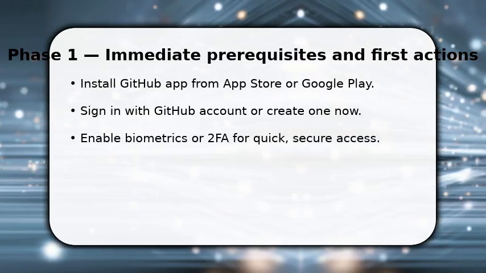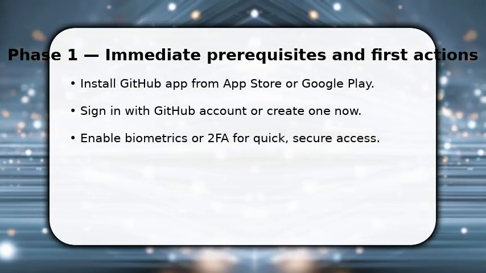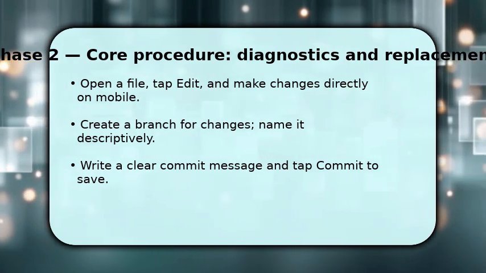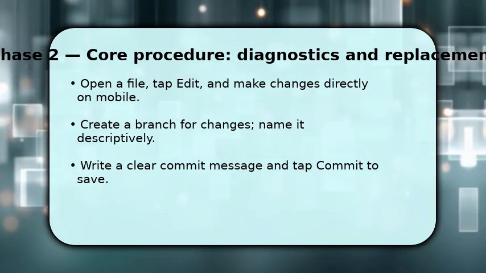After signing in, tap Repositories to see your list and pick a repo to start working on right away. You'll edit and commit on the go. Open the file, tap Edit, and make focused changes using the mobile keyboard. Once done, create a branch.